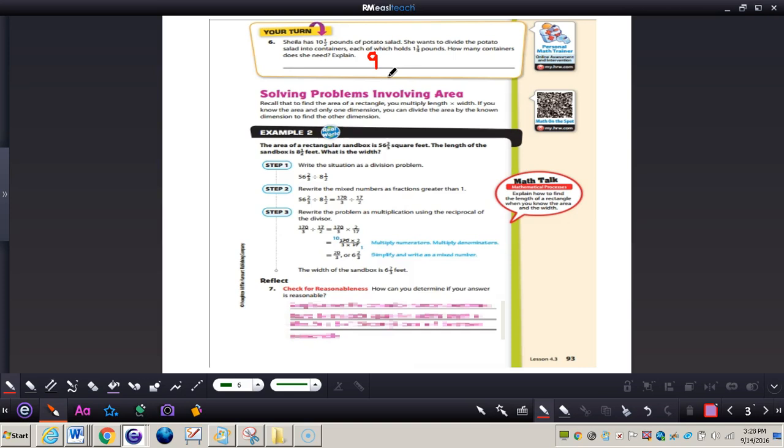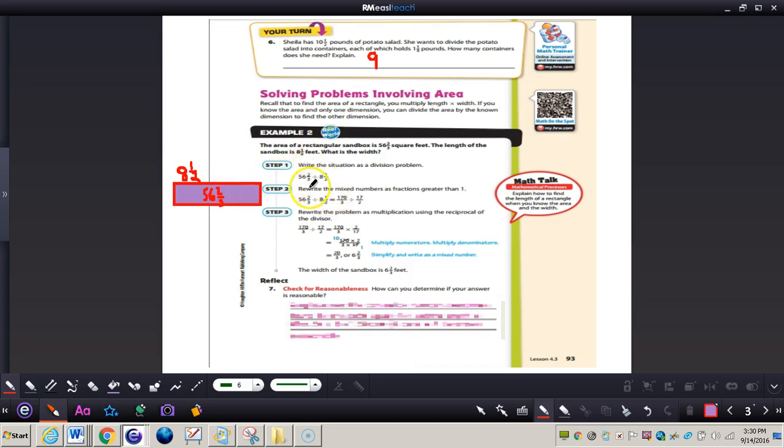Okay, so let's take a look at solving problems involving area. It's important to know to find the area of a rectangle, you multiply the length times the width. If you know the area and only one dimension, you can divide the area by the known dimension to find the other dimension. So for example, let's say we have a rectangular sandbox, and we can see the area is 56 2/3 square feet. The length is 8.5 feet. What we need to do is find the width.